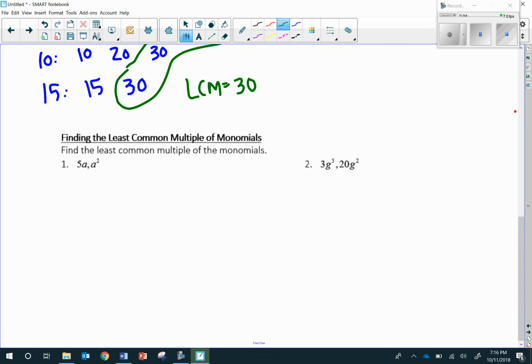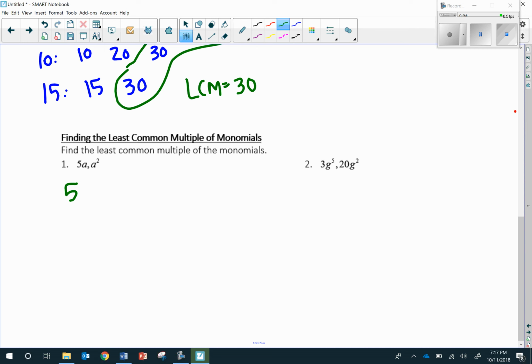All right, so this section is probably new to most of you. We're going to talk about finding the LCM of not just numbers, but monomials. So in our first example, we have two monomials, the first one being 5a, the second one being a squared. When we do this, we're going to do it in two parts and put the two parts together in the end. The first part is to find the LCM of the two numbers that you have, or however many numbers there are. In this case, we only have one number, so our LCM is simply 5.